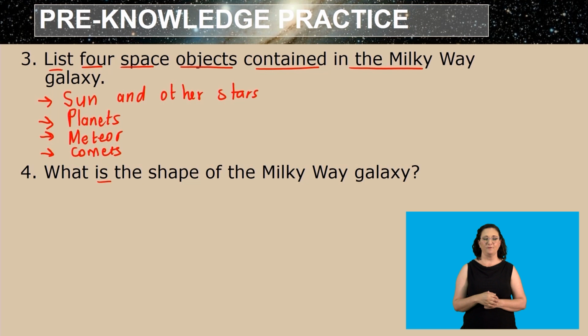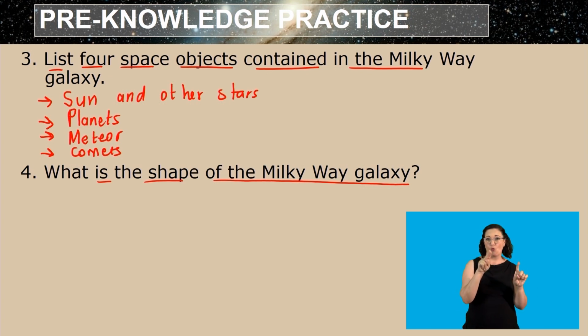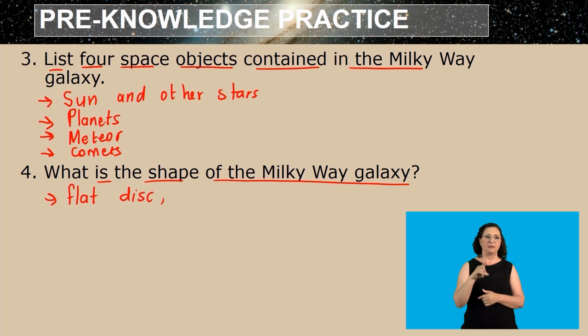Now let us go straight to question 4. Question 4 says to us, what is the shape of the Milky Way galaxy? Scientists or astronomers said that it looks like a flat disk. So let us write that down. The Milky Way looks like a flat disk. And sometimes in other books, they say that it looks like a fried egg. So we can just write that down. That is the shape of our Milky Way.